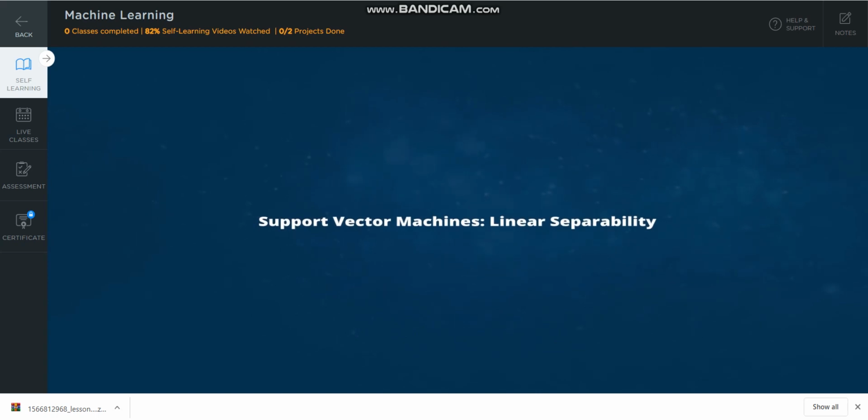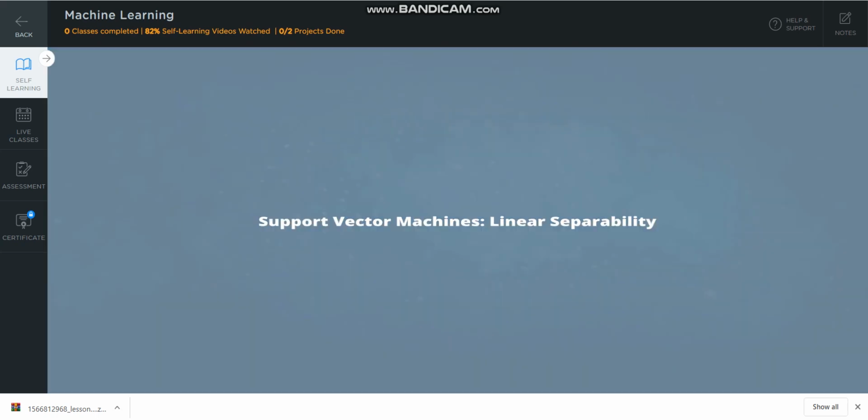Support vector machines, linear separability.